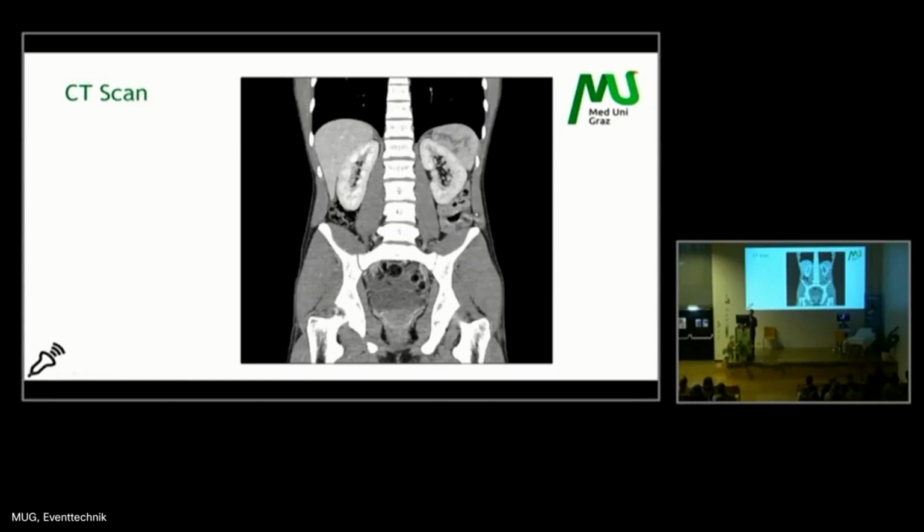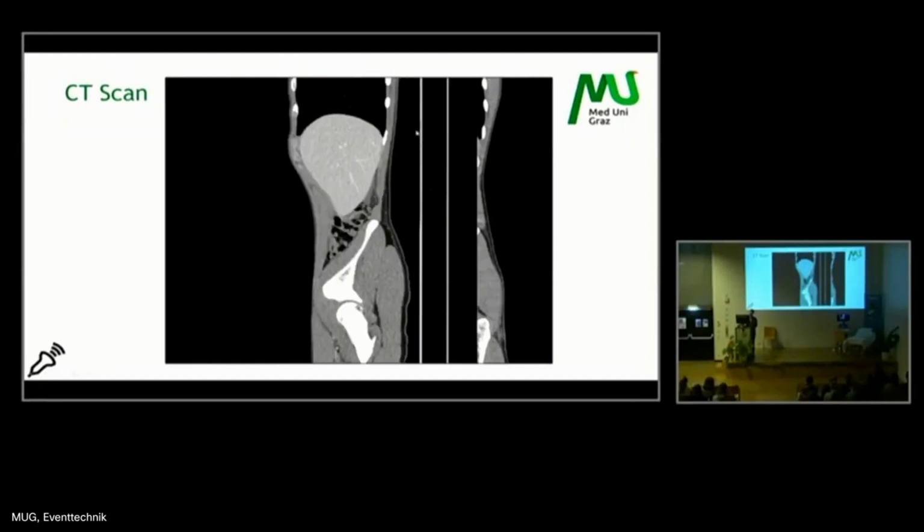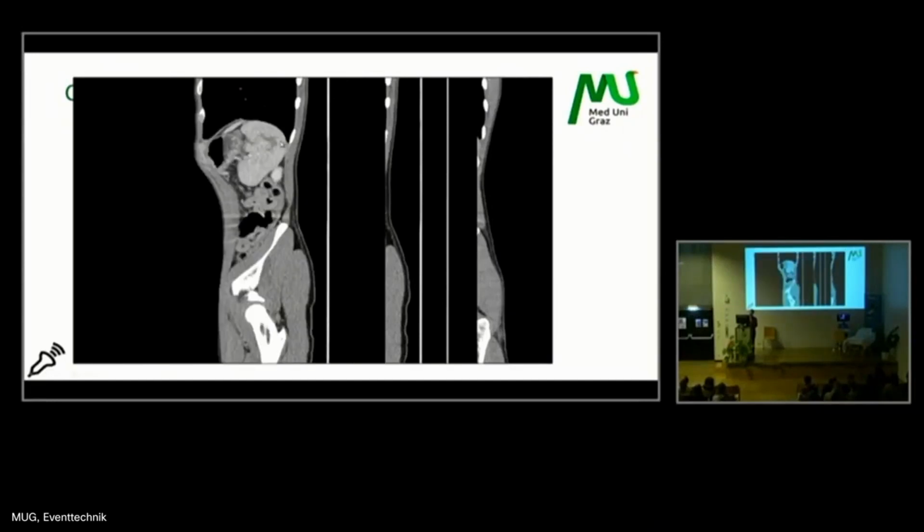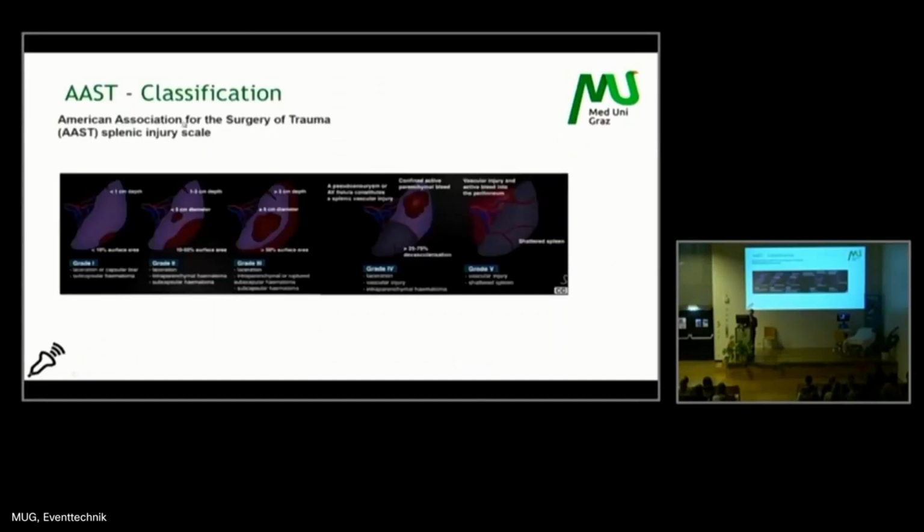I have two different planes for you. This is a coronal plane, same phase. We see the splenic laceration on the left side and a little bit of free fluid down here next to the liver. Sagittal view, free fluid adjacent to the liver. Sagittal view, splenic laceration. You can classify everything in radiology, you don't have to remember that. In this case, it was a grade 3 laceration.